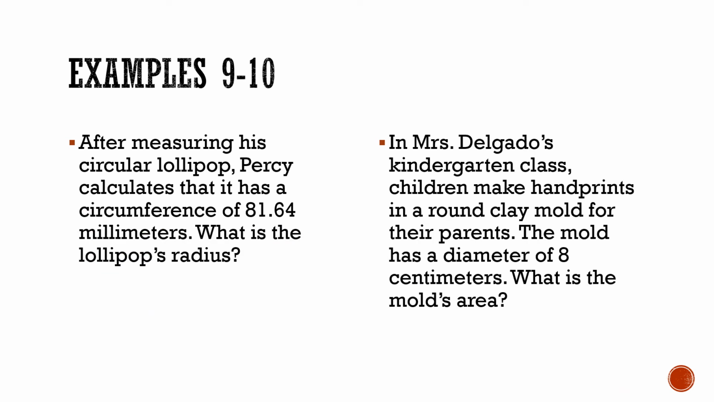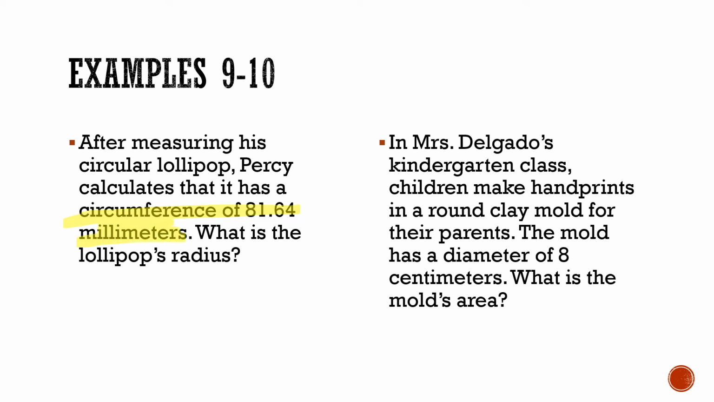Go ahead and pause your video and try examples 9 and 10. After measuring his circular lollipop, Percy calculates that it has a circumference of 81.64 millimeters. What is the lollipop's radius? So again, we're being given this time the circumference. So we're working backwards again, which we've done in the past. So a circumference of 81.64.